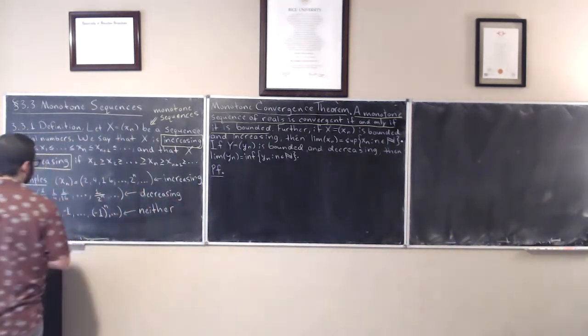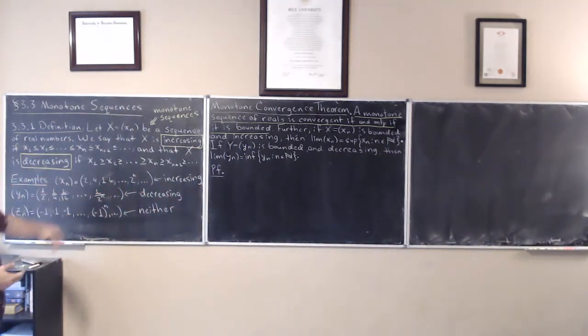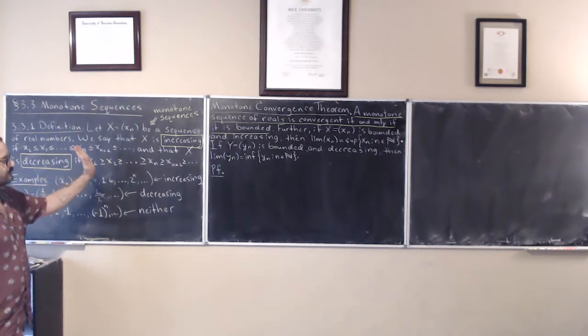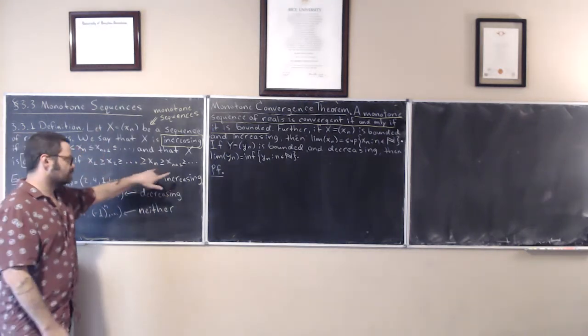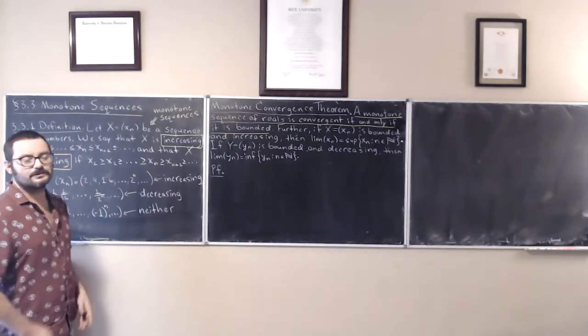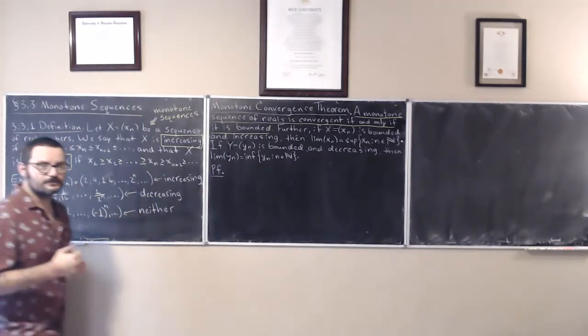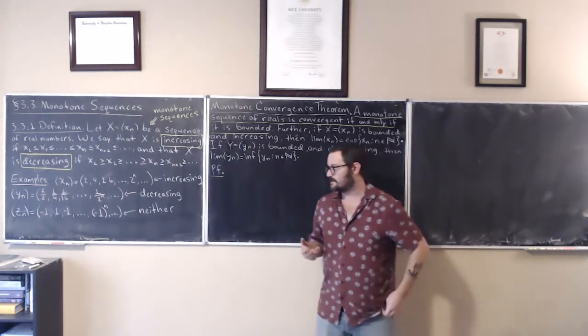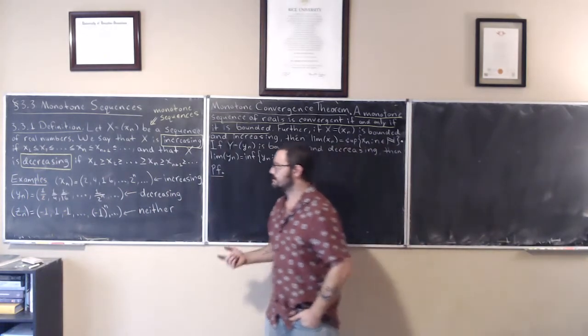Now, x is decreasing if the reverse of that inequality holds. So if x1 is greater than or equal to x2, dot, dot, dot. In general, if xn is greater than or equal to xn plus 1 for all natural numbers n. So then we would say that the sequence is monotone decreasing.